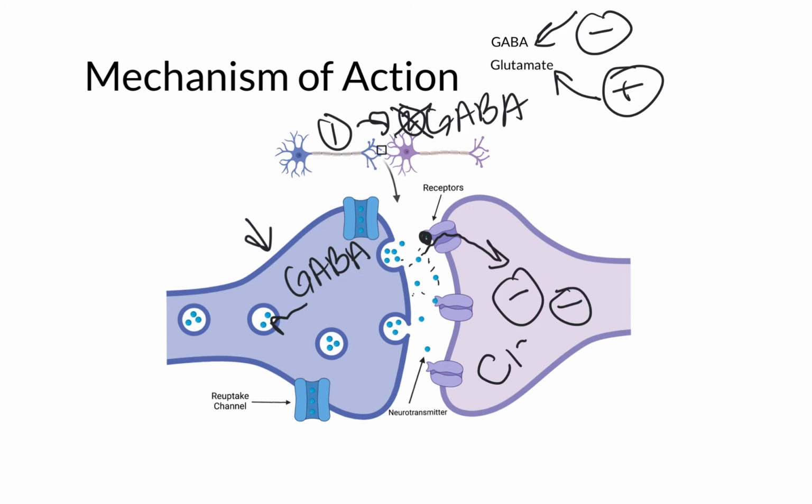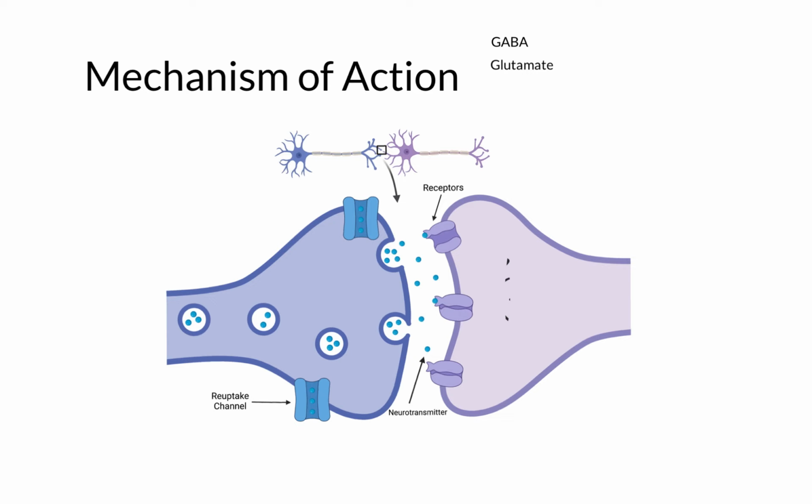Conversely, glutamate turns on the system. And when I say the system, I mean everything else in the brain. Dopamine, serotonin, norepinephrine, GABA, and glutamate are what turn these systems on or off. GABA's your off one. Glutamate is your on one.